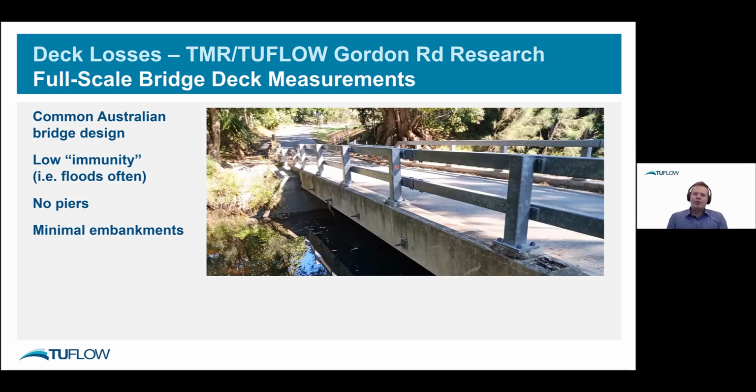Here is one of those bridges, a simple deck and rail bridge with relatively minimal embankments either side. This bridge is fairly low immunity. It's quite low down to the creek and it floods quite often. Historically, it looks like it goes under on average once a year. And it looks like it's really low down compared to the creek bed, but what this photograph doesn't show is that the water under the bridge is actually really deep. That water under there is already like 2 meters deep. There's quite a height available down to the creek bed underneath that bridge.